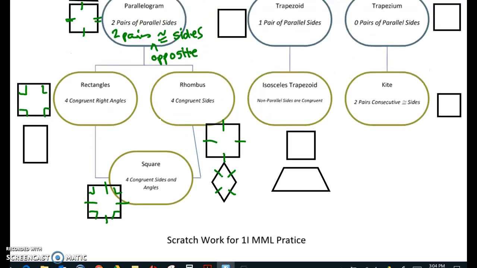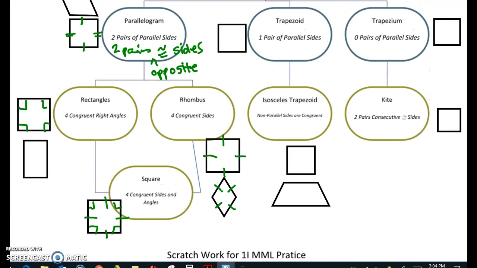Then, if we go over, we have our trapezoid family. And so parallelograms had two pairs of parallel sides. Trapezoids have one pair of parallel sides. So my trapezoid, I would mark just like that. One pair of parallel sides. We can have a right trapezoid, which you're going to see sometimes, which is a trapezoid with a right angle, and you still have your pair of parallel sides. And then you can just have funky looking irregular trapezoids.